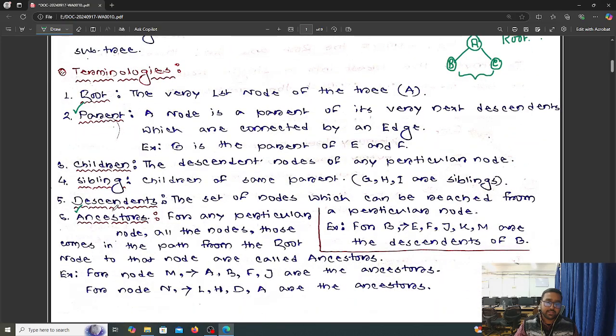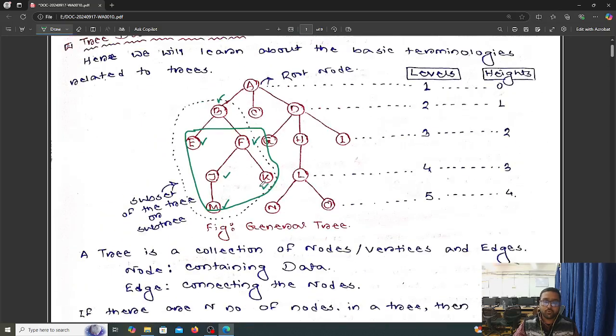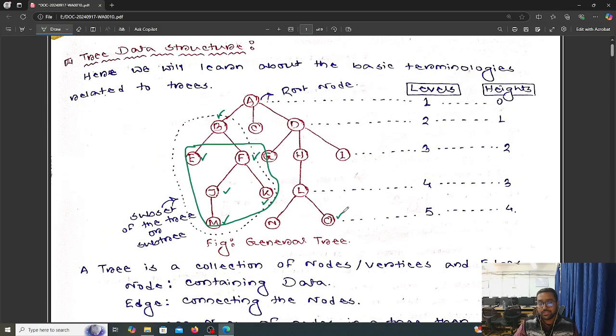Another term is ancestor. For any particular node, all the other nodes that come in the path from the root to that node are called ancestors. Suppose we want to reach O. Using which path should we go? We can reach from A to D, then D to H, then H to L, and then L to O. That means all these nodes are the ancestors of O.